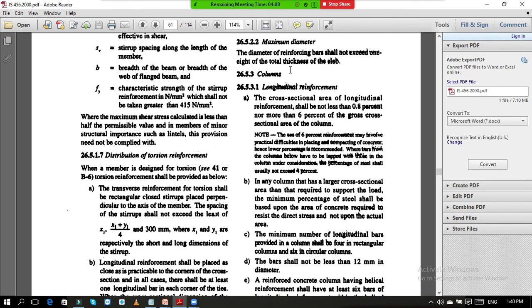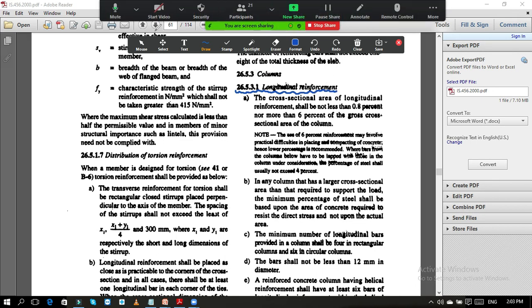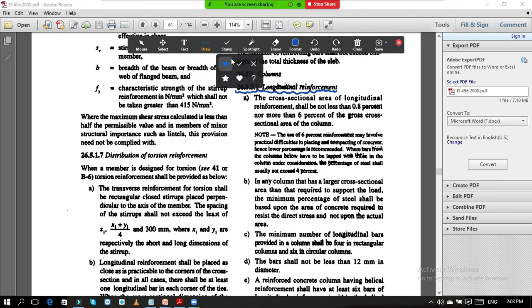Okay, so if you see the 26.5.3 column clause, for the reinforcement in the column, we need to refer to clause 26.5.3.1, longitudinal reinforcement. This clause should be followed. So what does this clause say? Now if you see over here, this point is very important.